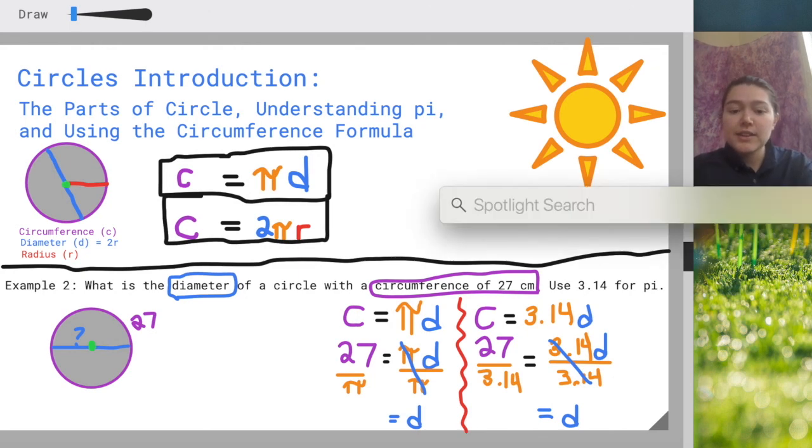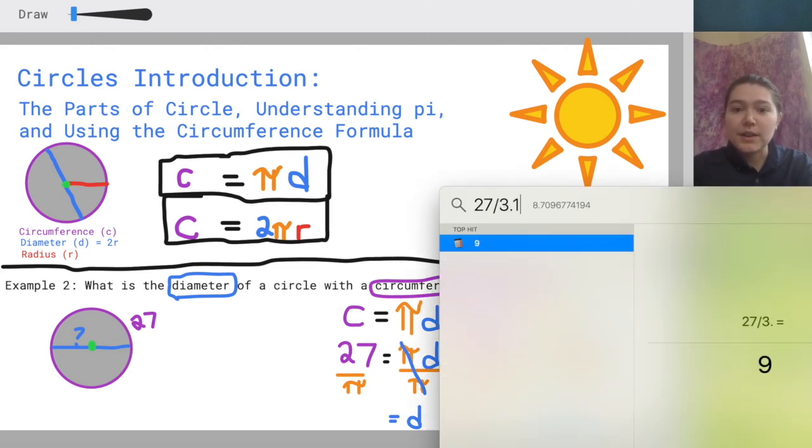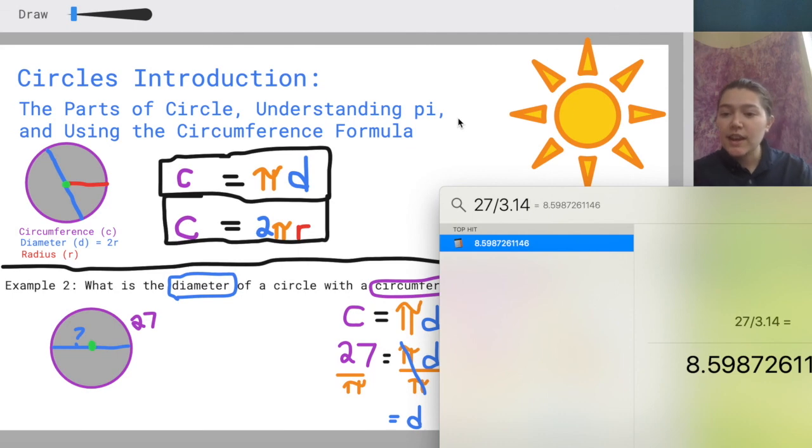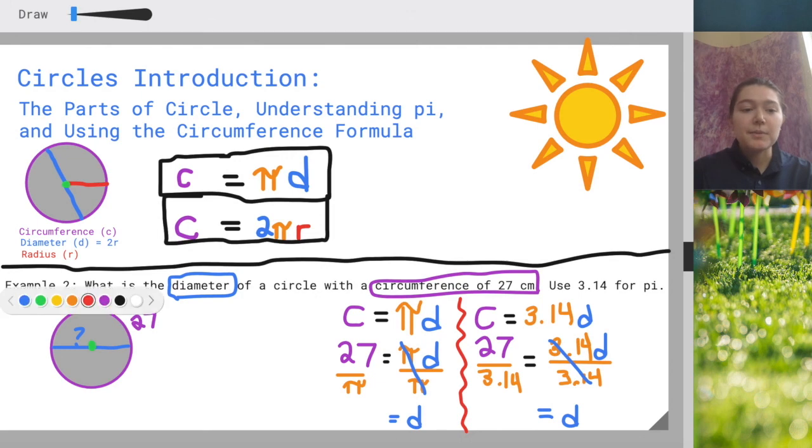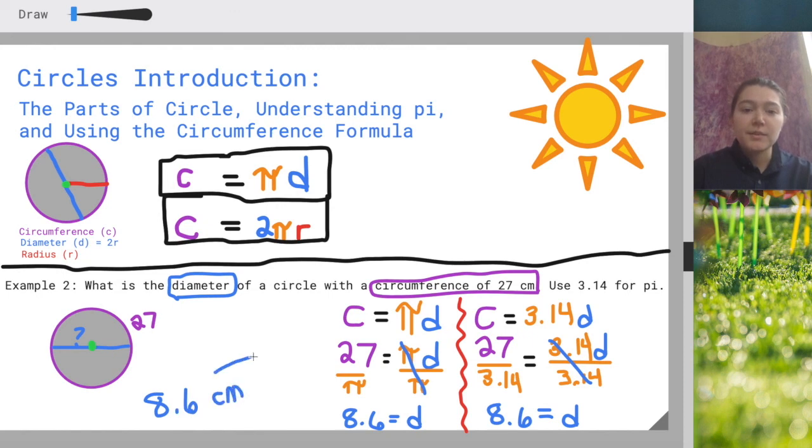And then when we go on our calculator, we do 27 divided by 3.14. You get 8.598. They don't tell us what to round to. We'll make it easy for ourselves. We'll round it to the tenth. That's 1 decimal place. The 9 here is going to round my 5 up to a 6. So this is going to be approximately equal to 8.6. 8.6 centimeters is going to be the diameter of a circle when your circumference is 27 centimeters.